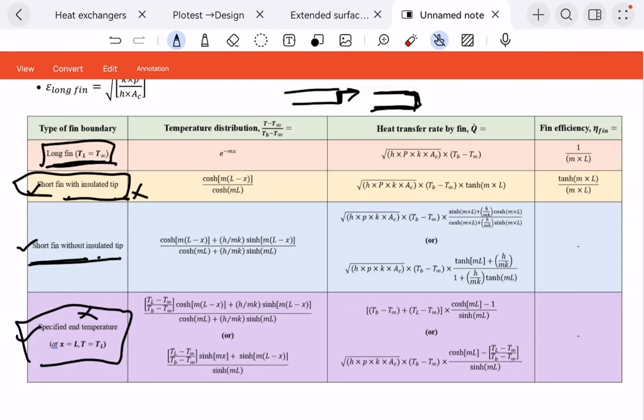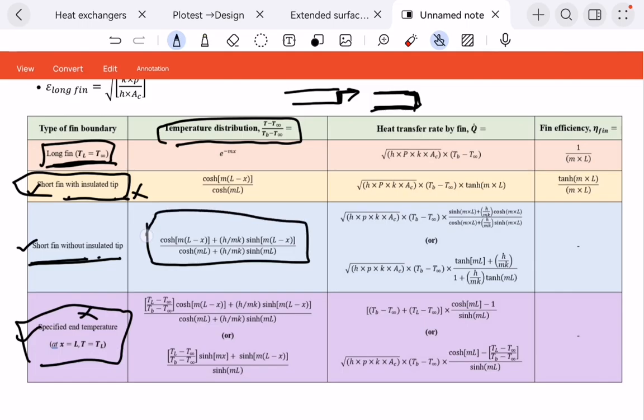Now, for the short fin, if I want to find temperature distribution in any part of the fin, this is the formula that I need to use. And if I want to find the rate of heat transfer, this is the formula I should use. Right now, if you look at these two formulae, or you can also use this one, there's no problem with this. So if you look at these two formulas, we have hyperbolic functions, we have m, we have l, we have k, and we have h, which is the convective heat transfer coefficient, right? And all the other variables which are given to us in the problem.